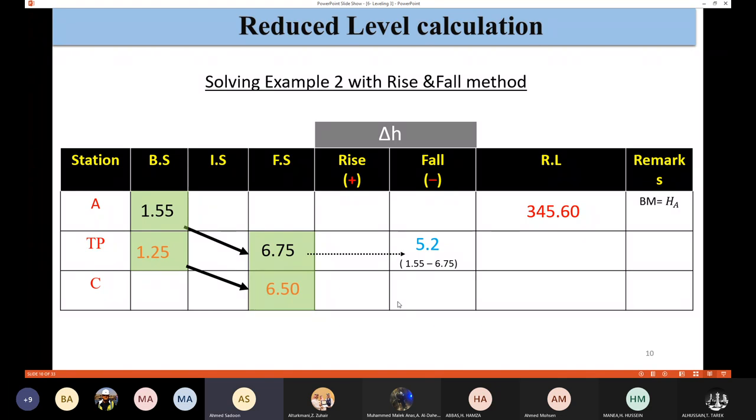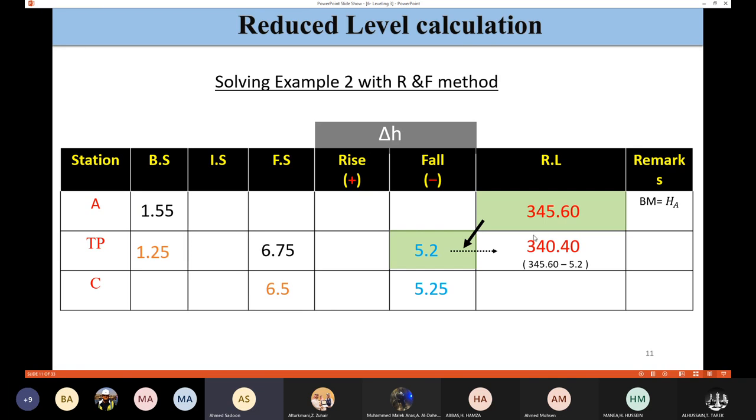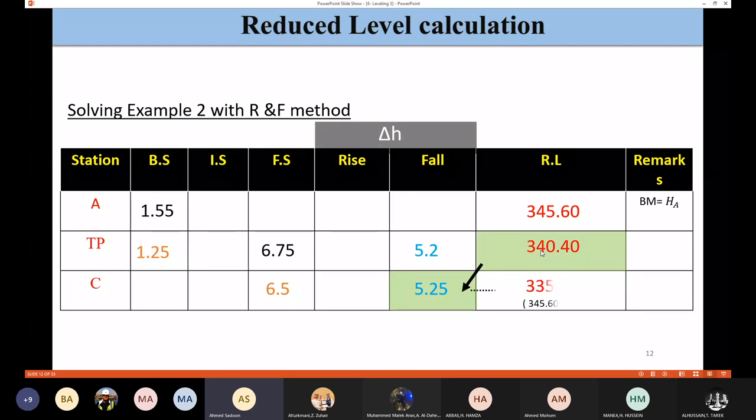Now, like we just saw, I know the difference and I know the reduced level of the previous point, so I will be able to determine the reduced level for the current point. Now, the TP is the current point, right? The reduced level for the current point is going to be the reduced level of the previous point plus or minus the difference. If the difference is a rise, then I'm going to add. If the difference is a fall, then I'm going to subtract. So here the difference is a fall, which means that the reduced level of the current point is going to be the reduced level of the previous point, which is this point, minus the fall. So this one minus that one is going to give me the reduced level of the current point, which is the TP. Now, what about the reduced level for the point C? The reduced level for the point C is going to be the reduced level of the TP, the previous point, minus the fall.